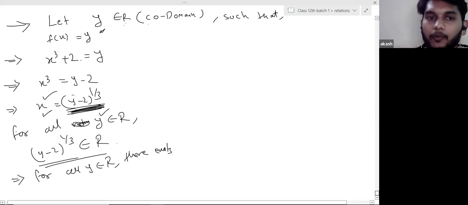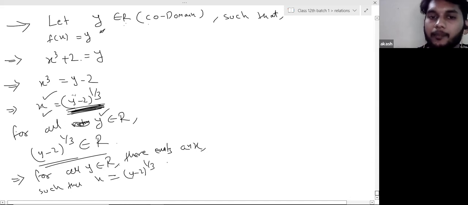So no matter what value of y you put, there is a connection from y to x, right? So we can say for all y belongs to R, there exists an x such that x equals y minus 2 raised to the power 1 upon 3, which is a real number. And this is the domain. So the function is an onto function.